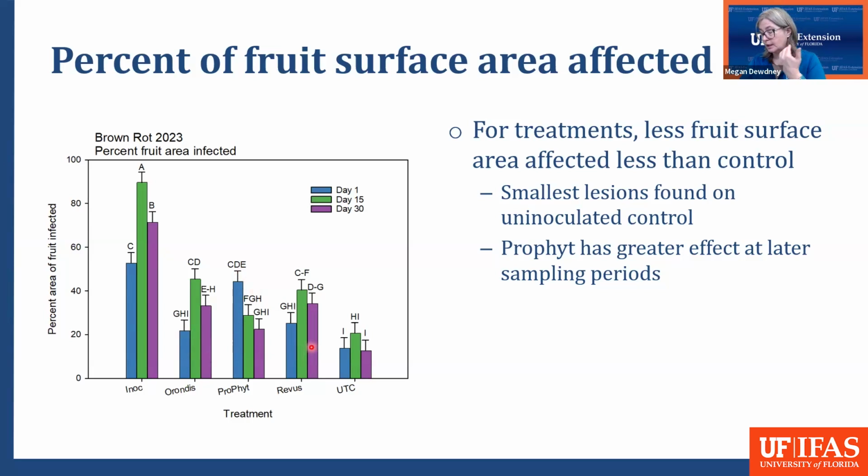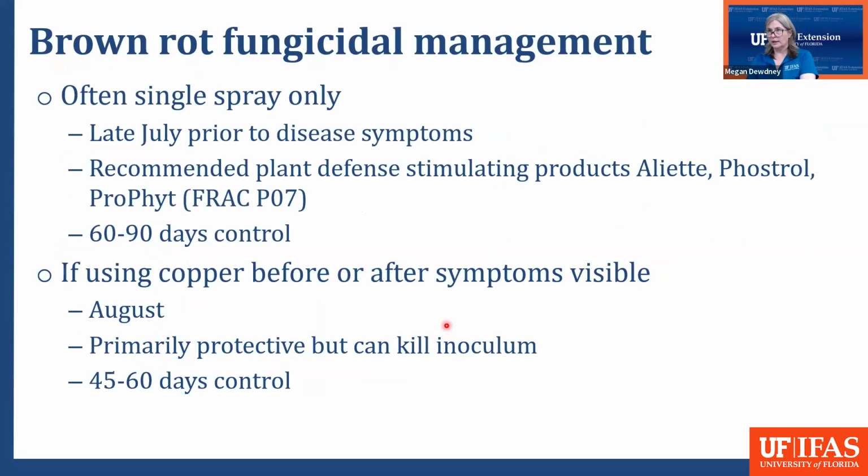Now, of course, the real interesting point here is looking more at your inoculum control for future outbreaks, because once a fruit is infected with brown rot, it's no longer going to be useful for harvest, right? Nobody's going to want to process or pack that. So looking at fungicidal management of brown rot, I should say, not brown spot, is often the single spray only. If you know that you've had a lot of problems in late July prior to disease symptoms, you could put that out with one of your potential algal spot sprays.